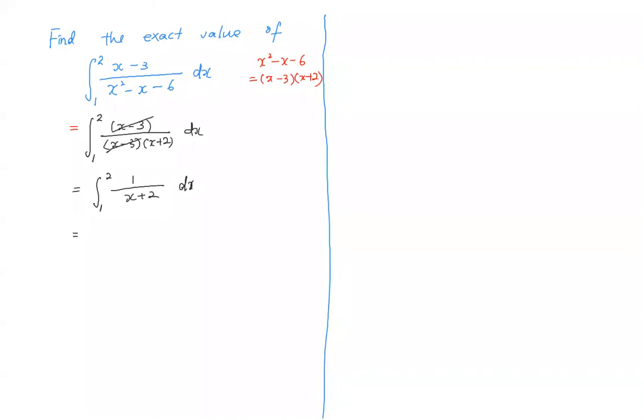So when you have this one, the power at the bottom is 1, correct? So you straight away know that you have to make use of this formula. Correct? What do you get? You got ln, divided by coefficient of x, plus c. Okay.